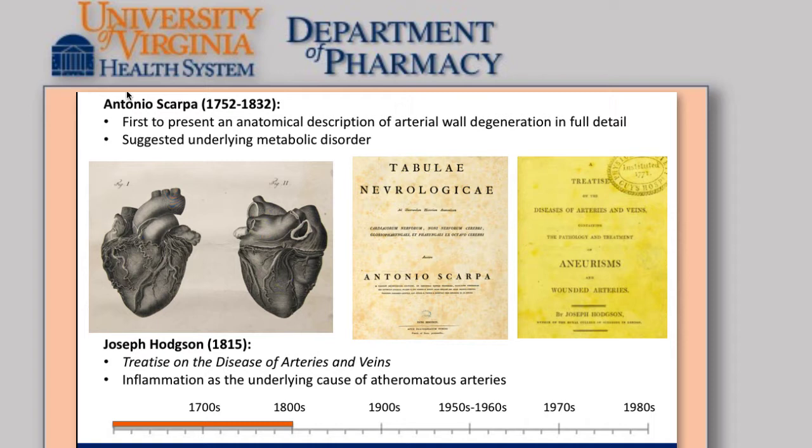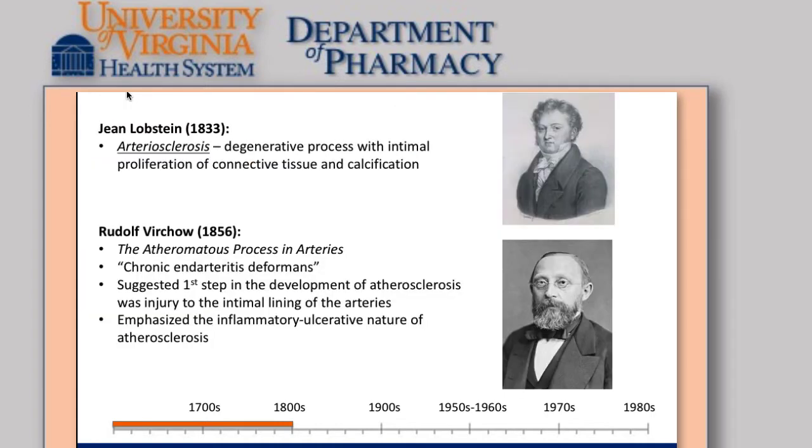So I want to take a moment to point out that this idea of metabolic disturbances and inflammation aren't new concepts. These are things we've been thinking about since the 1700s and 1800s. John Loewenstein went on to describe the further process of this atheroma to arteriosclerosis. So similar, athero meaning gruel or porridge, and sclerosis, hardening, and referred to this as that progressive degenerative process of intimal proliferation of connective tissue and calcification.